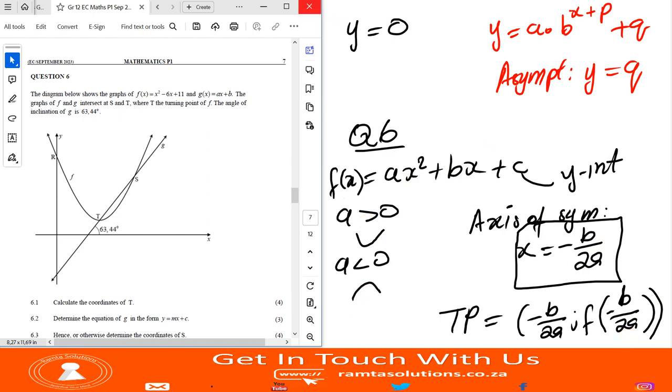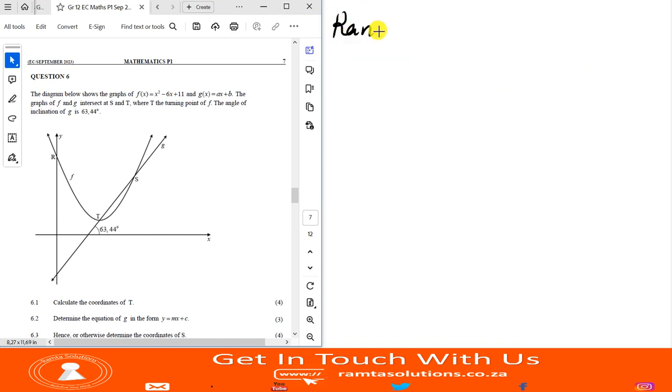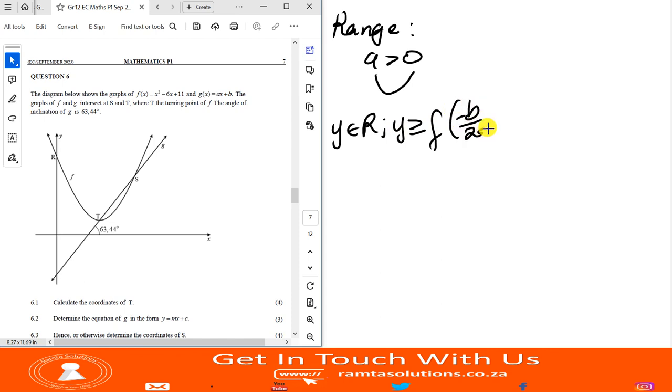Perfect. Now, for your straight lines, we don't have to talk much about them. You guys seem to be doing well when it comes to straight lines. Oh, and I'm not talking much about domain and range. Domain, for a parabola, all x values are valid, so x is an element of the real numbers. And for the range, when a is positive, remember your function is smiling. Your range, you can say y is an element of real numbers, or you can say y is greater or equal to the y value of the turning point.